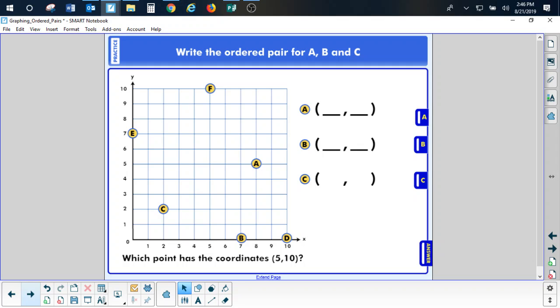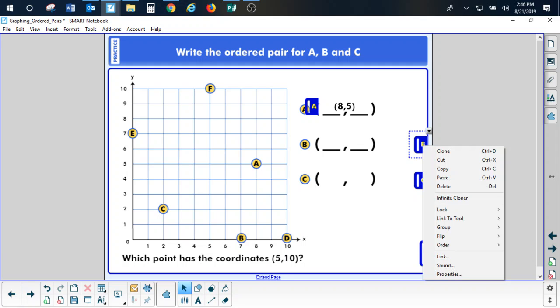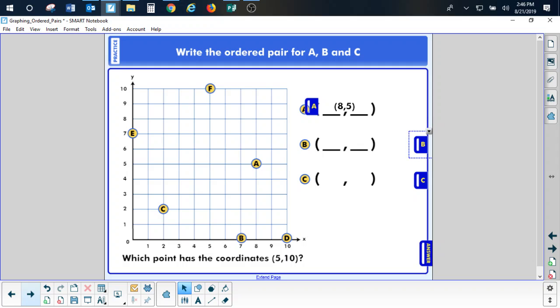All right, so for point A, we're going over 8 units to the right from the origin and up 5 units. So that's going to give you the coordinate pair 8, 5. For point B, you're moving over 7 units to the right from the origin, and you are moving up 0. So that's the coordinate pair 7, 0. In order to get to C, you're moving to the right 2 units and up 2 units. So that's going to be the coordinate pair 2, 2.